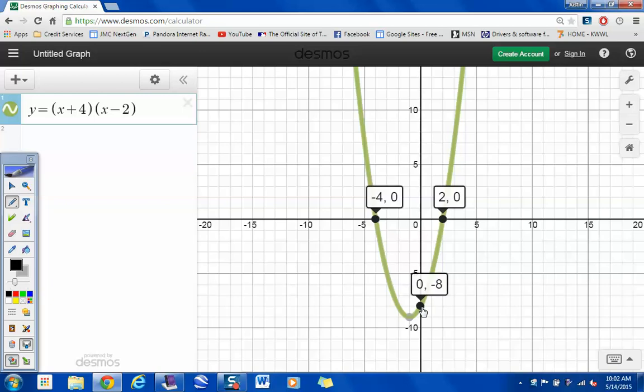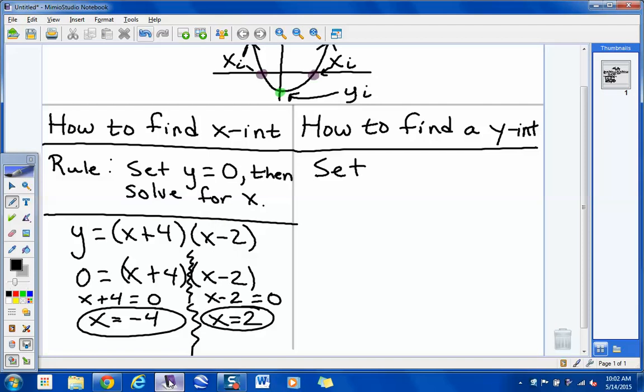According to this graph, what should we end up with? Negative 8, right? Okay, so let's see if the rule holds. Run it by me one more time, John. What's the rule? Set x to 0, solve for y. Set x equal to 0 and solve for y.